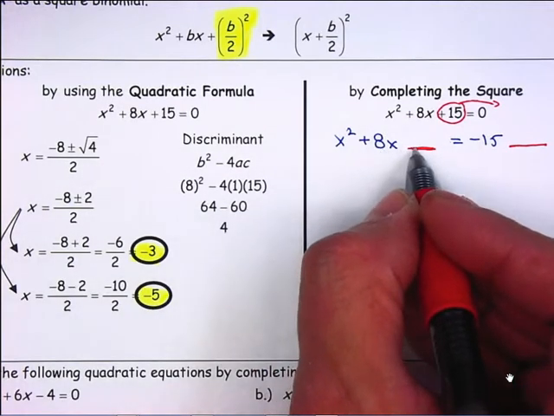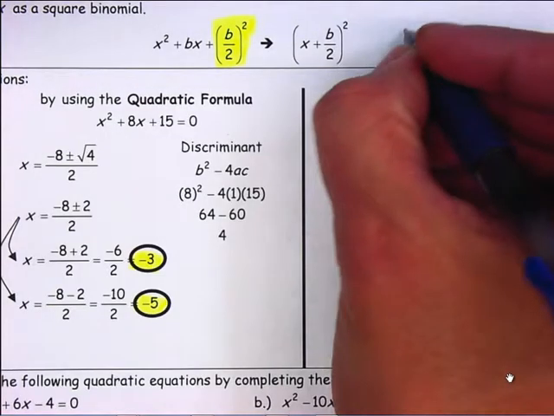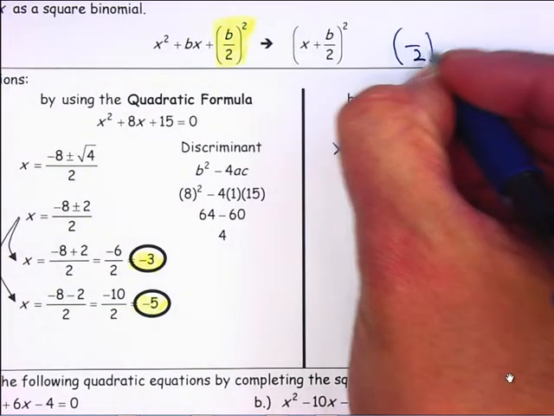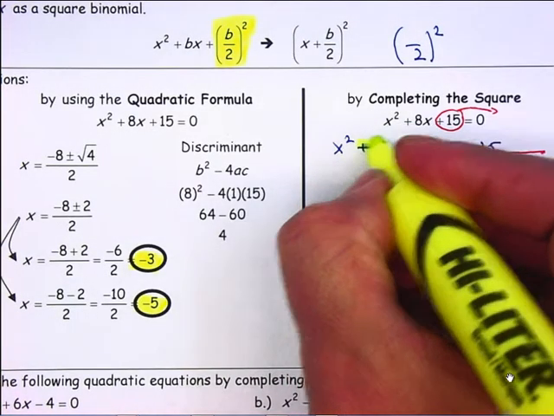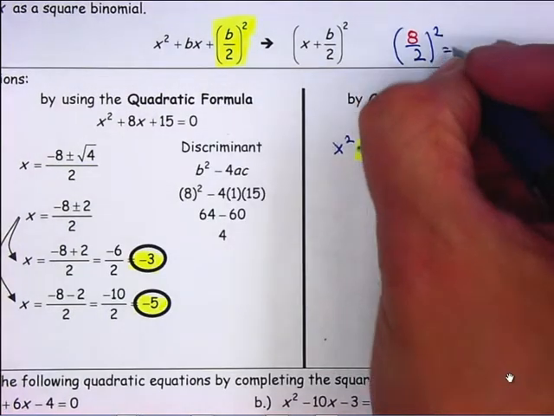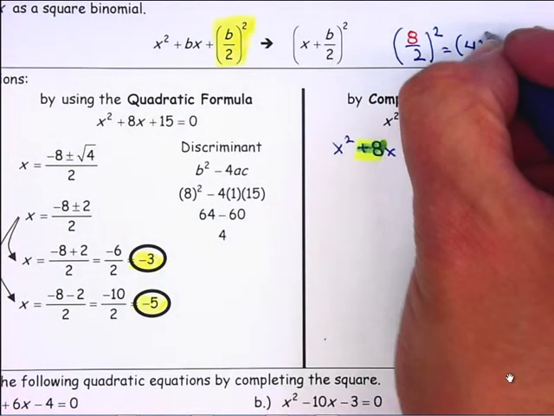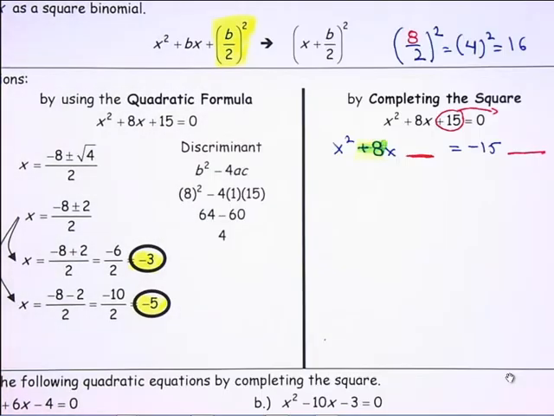Now, to find out this number, we have to use this formula. It's going to be b divided by 2, and then we're going to square it. So in this case, I want you to highlight the value of b. The value of b will be 8. I want you to highlight it. And we're going to place that in here. So it'll be 8 divided by 2, which is 4, and we're going to square it. That'll give us 16. So this is the number that we're going to add on both sides.